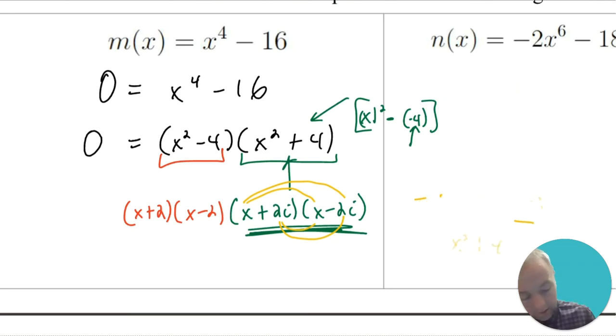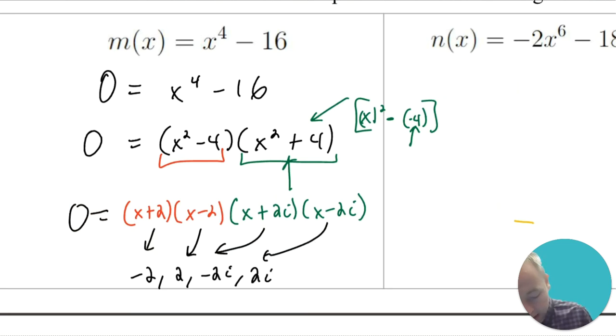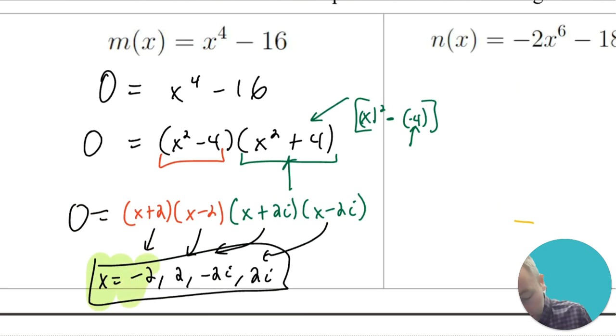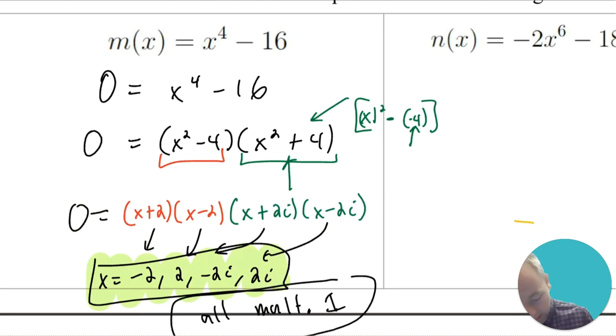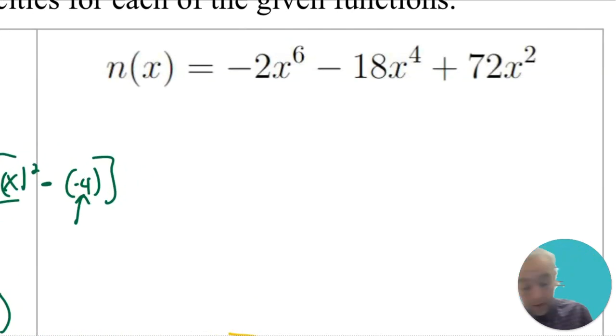So, because of all that, it's pretty easy to find all the zeros here, because you're going to have negative 2, you're going to have 2, and then you're going to have negative 2i, and then you're going to have 2i, all be the zeros. So all of those zeros are just of multiplicity 1, because they are only zeros one time. So yeah, that's your zeros for that. And then the last one here.